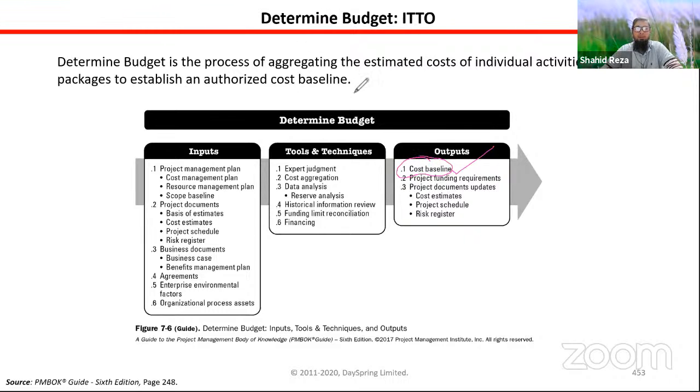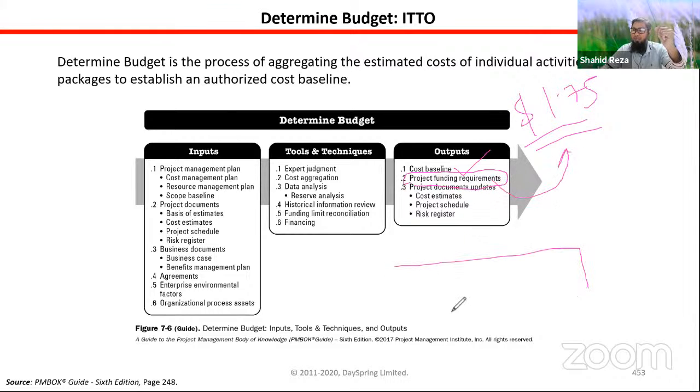With that cost baseline, another output you need to create is project funding requirements. Just now I gave you an example: $1.75 million, say, you need for a project to complete. So you are the project manager. When you are designated as project manager, you have the responsibility to spend this money. But will management give you this money at the beginning of the project? Will management give you the whole money?